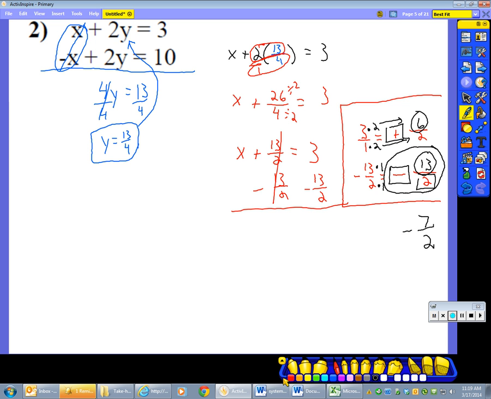So now let me come back over here to my equation I'm solving. I'm left with x equals a negative 7 over 2. So if I was going to write my answer in coordinate pair format, it would be my x value is negative 7 over 2, and my y value is 13 over 4.